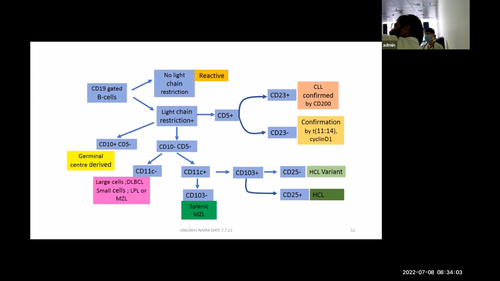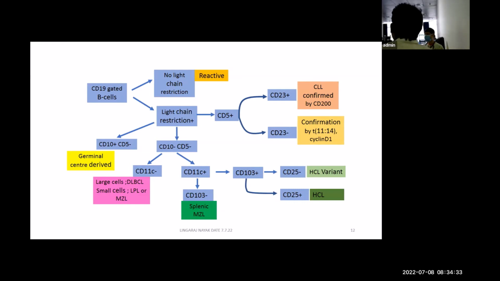You have CD5 positivity, CD23 positive is CLL. You confirm by doing a CD200. Now MCL also can be CD23 positive. So the only marker that differentiates CLL and mantle cell is CD200. Okay. So you confirm by CD200. And for mantle cell, it is cyclin D1. If both are negative, you look for CD11c. If CD11c is positive, then you go to the pathway of hairy cell, SMZL. If CD11c is negative, so everything is negative now, CD5 negative, CD10 negative, CD11c negative, so we are left with cell morphology now.